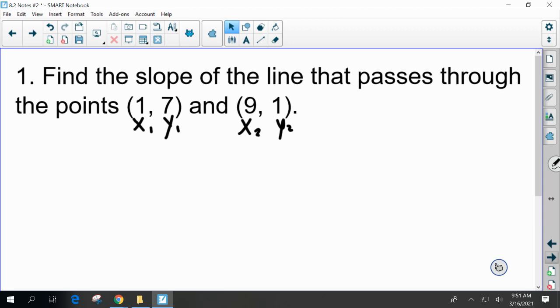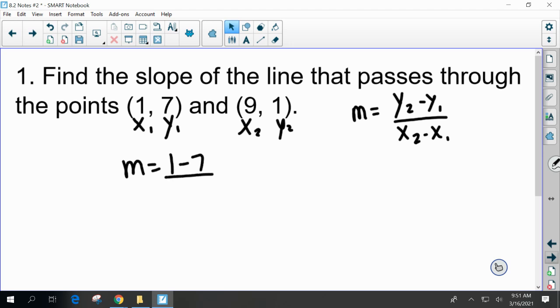So then if I put this in the formula, M, so this was the formula you just wrote down. I'm gonna plug these numbers into the correct location. I'm gonna take y2 minus y1, so that would be 1 minus 7 over x2 minus x1, so that is 9 minus 1. Okay, so then I'm going to start subtracting. So 1 minus 7 is negative 6 over 9 minus 1, it's 8. And then I need to simplify.